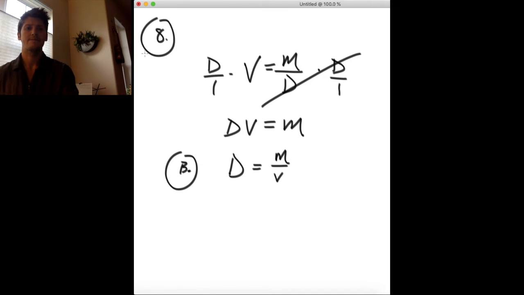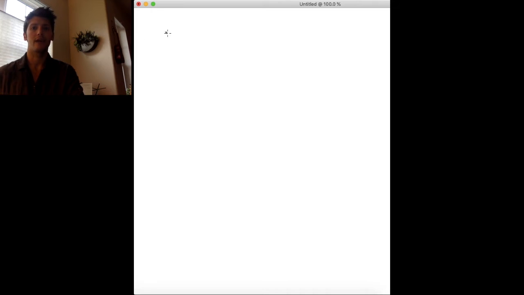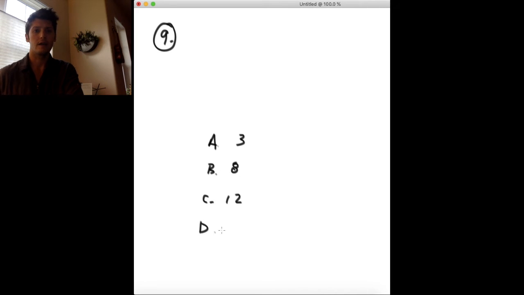Okay. So you can use real numbers when in doubt, anytime there's variables in the answer choices, almost every time. Okay, number 9. The answers we have are A is 3, B is 8, C is 12, and D is 15. And they want to know what's the distance traveled in miles. Distance in miles. So here's what we know.